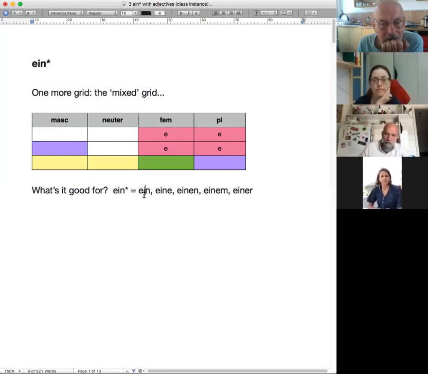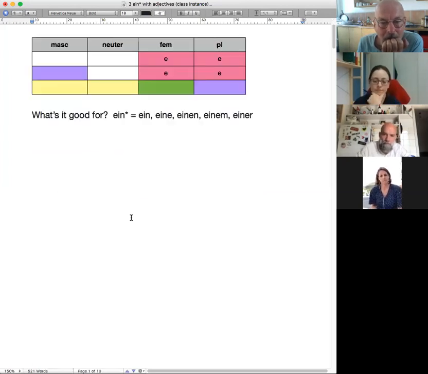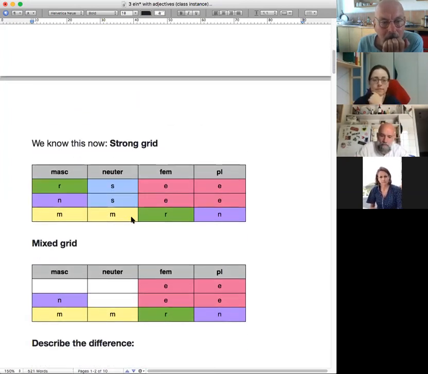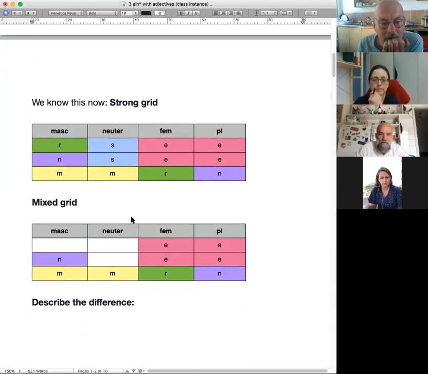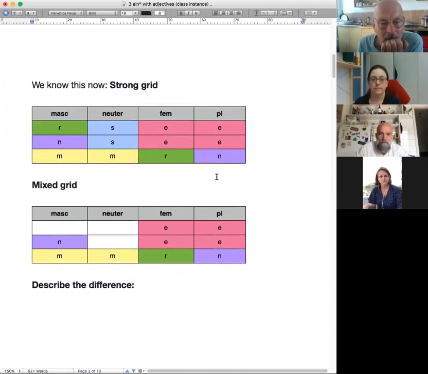So do you agree with this? Ein, eine, einen, einem, einer. That's it. There's still five, yeah? Okay, that's good. So we know this grid now, don't we? The strong grid. We know this grid, the mixed grid.